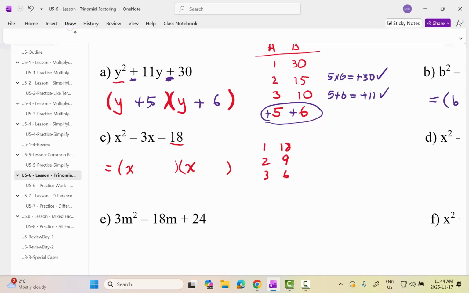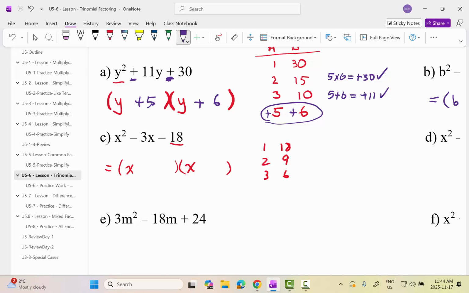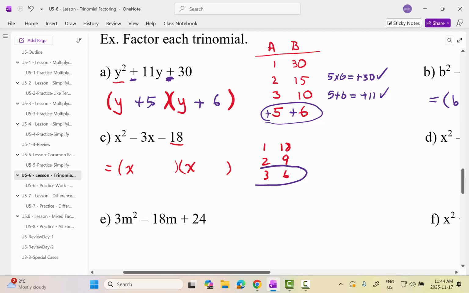All right, now which pair? Okay, now I have to choose the pair. Which pair are you going to choose? 3 and 6. Why? 3 and 6 have to make what? Negative 3. Okay, so how does it become negative 3 though? What are the signs then?